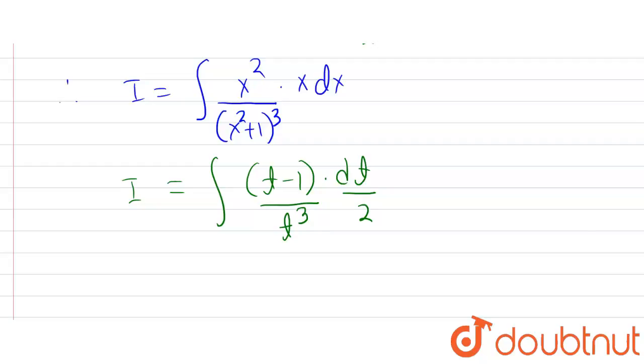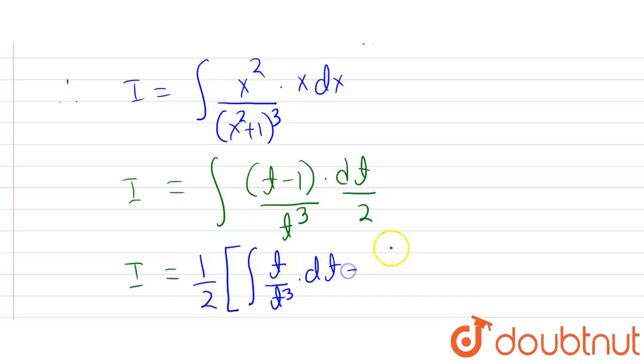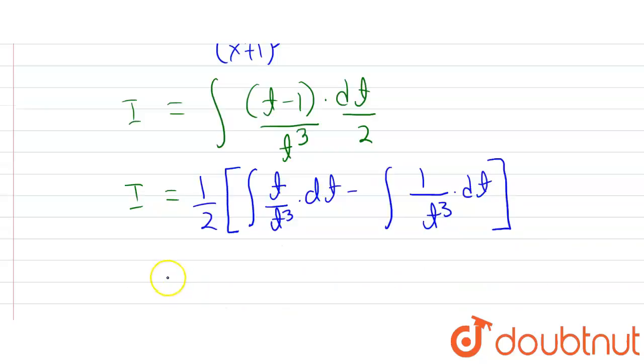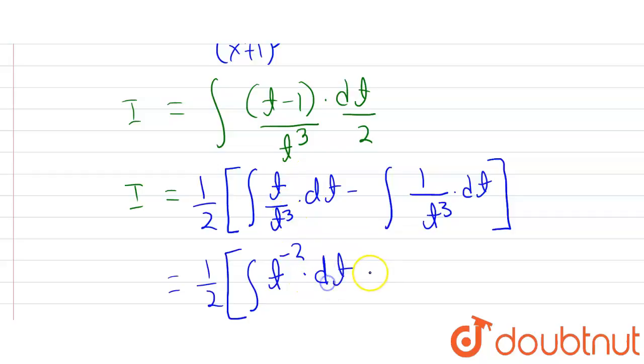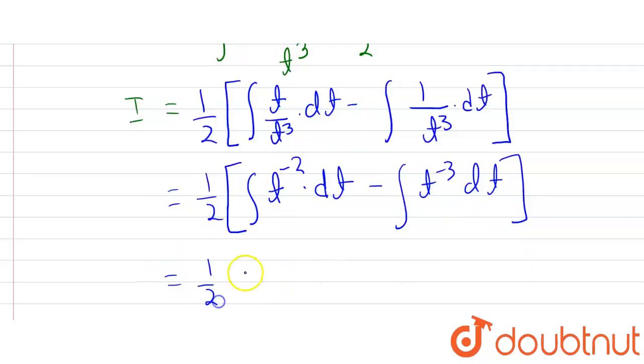Now let's solve it. Therefore we can write this as I equals, let's take 1 upon 2 outside, so it will be 1 upon 2 times the integral of t upon t cube into dt minus the integral of 1 upon t cube into dt. Now let's solve it. So it will be 1 upon 2, the integral of t upon t cube is t to the power minus 2, because there is 1 power and there is 3, and 1 minus 3 is minus 2, into dt, minus the integral of t to the power minus 3 into dt.